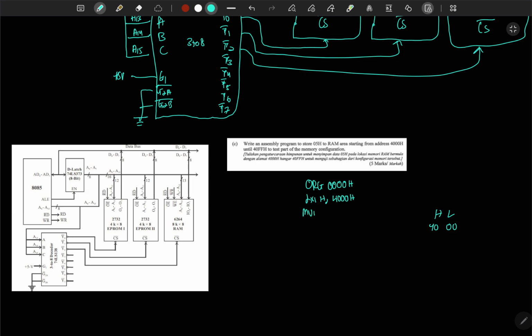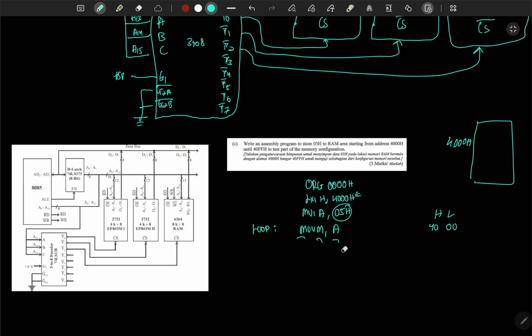Now move A, 05. So we're going to move 05 into the accumulator. Now we're going to make a loop here. We're going to say that MOV M, A. So we know that A is 05. Now we say MOV M, A, meaning that our LXI is saying 4000 hex. It means that in memory it's pointing to 4000 hex.